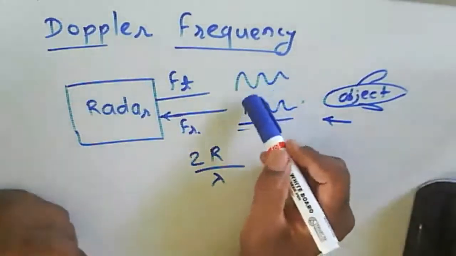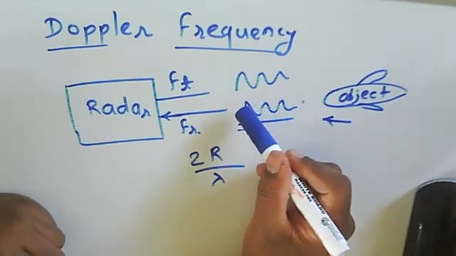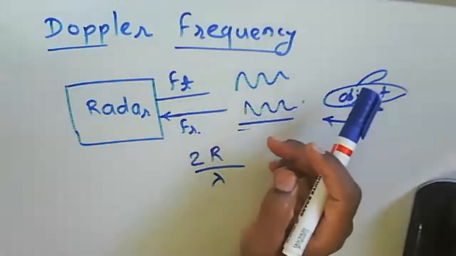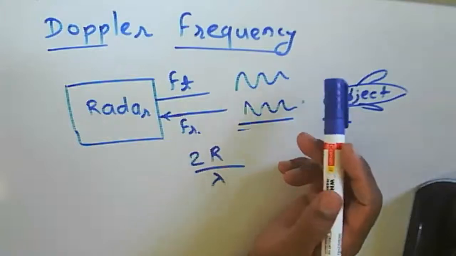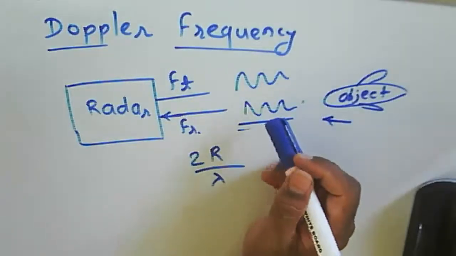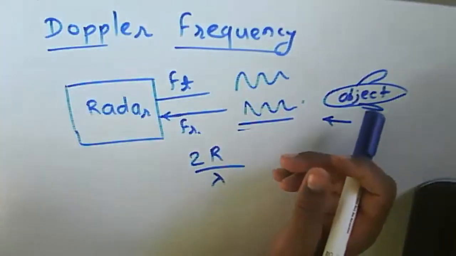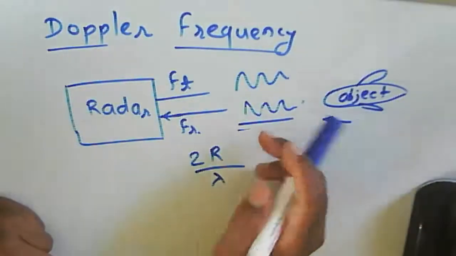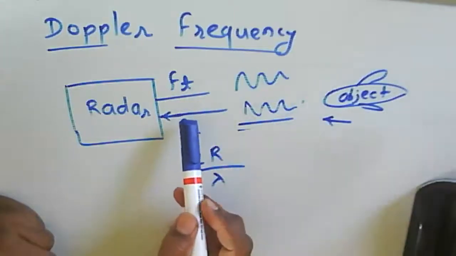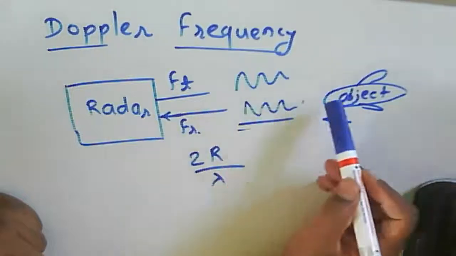And if you consider each wavelength in terms of a phase change, the variation in the phase is 2 pi radians. Then what will be the total phase change in the two-way propagation? Two-way propagation means forward as well as backward. So what will be the total phase change in the two-way propagation path?